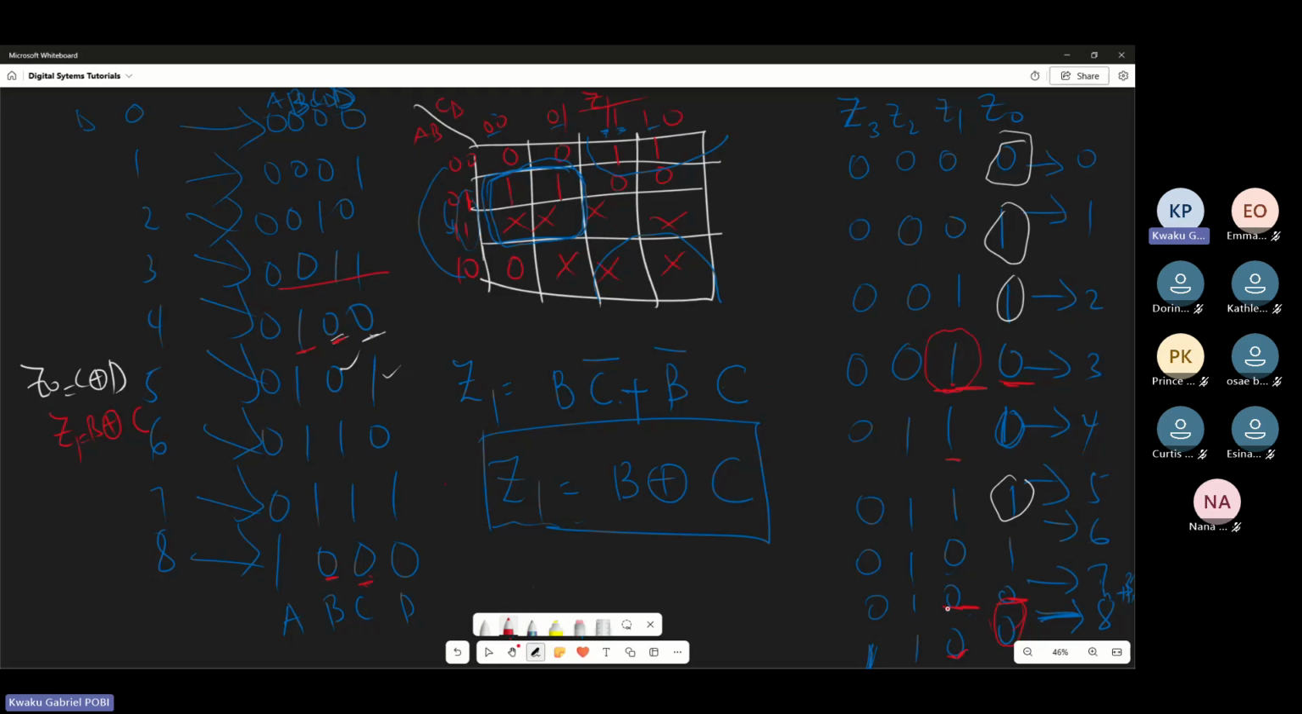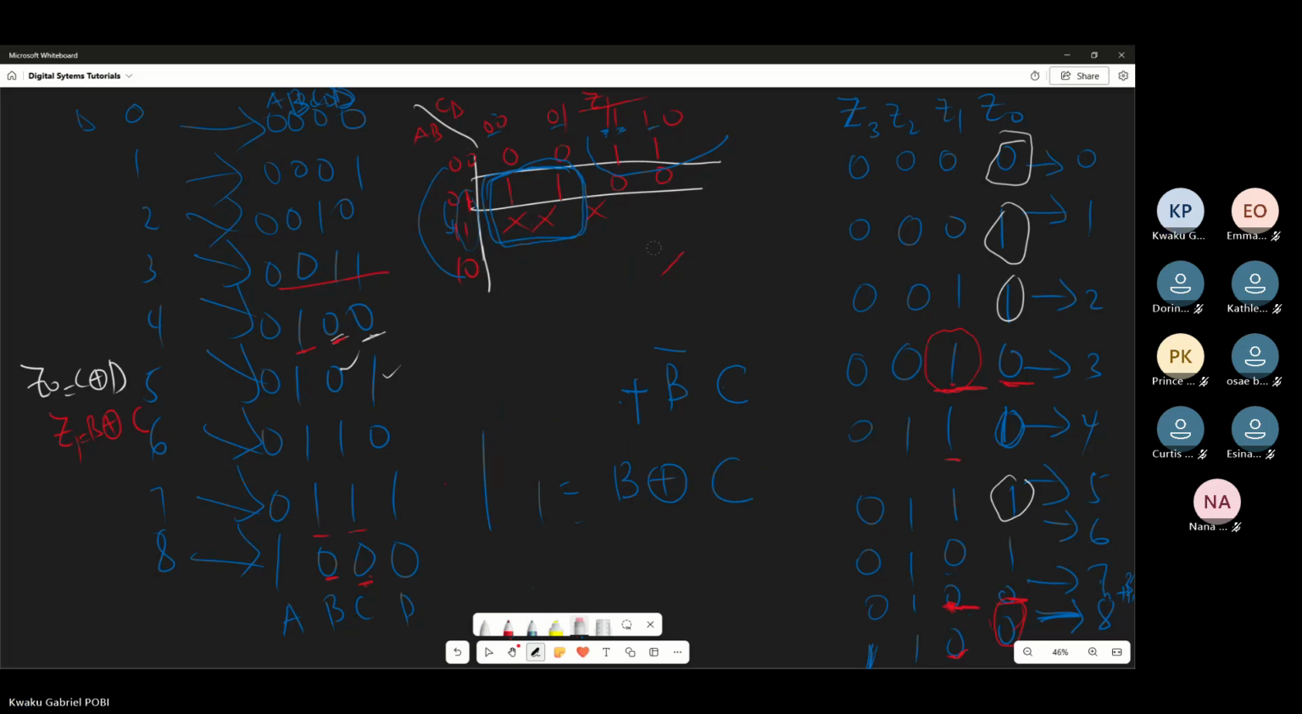When I take 7, 7 was giving us Z1 as 0 here. When I take 1 XOR 1, that one too is what? 0. So it means it's working. It's true. So there is the Z1 expression that you have for the gray code. Now let's go and do Z2.